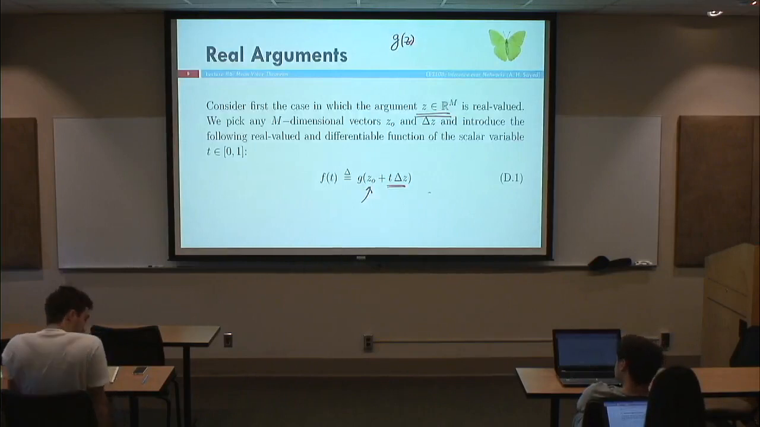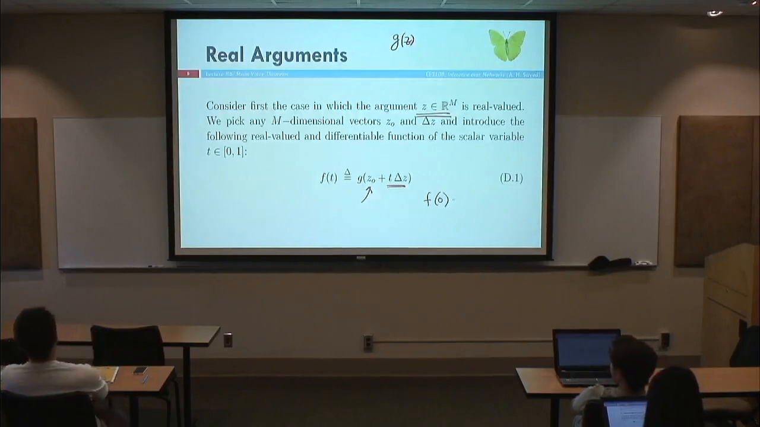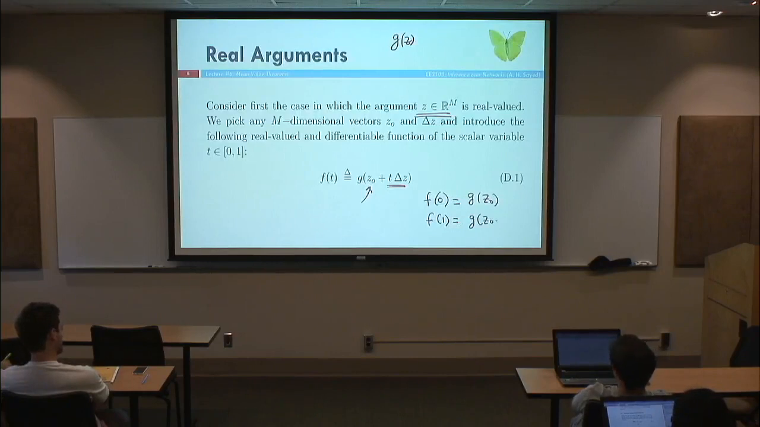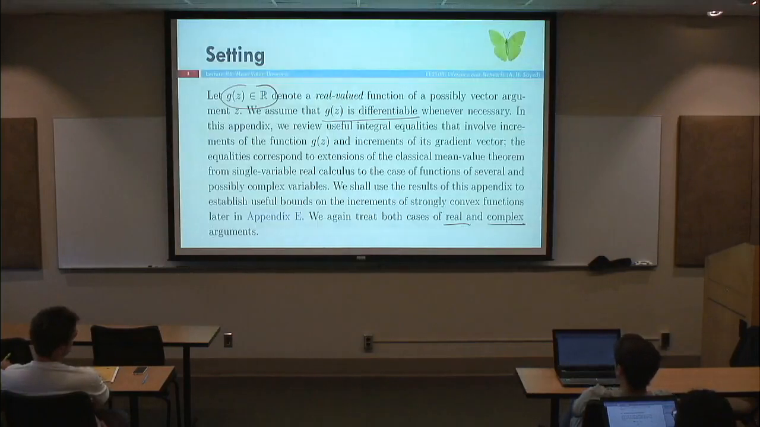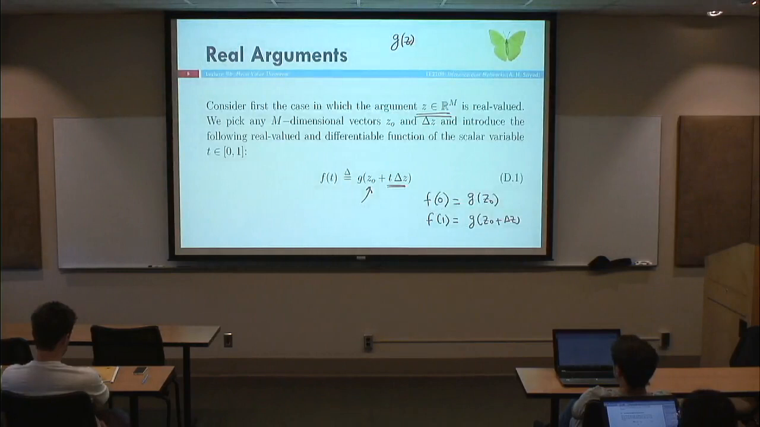Look here. What's the value of f at 0? It is g at the initial point. What is the value of the function at 1? g at the end point. Remember, I'm not assuming g to be convex here. I didn't say anything about whether g is convex or not. Later, I'm going to do this in a future lecture. For now, this is general. I only need g to be differentiable for the results I have here.